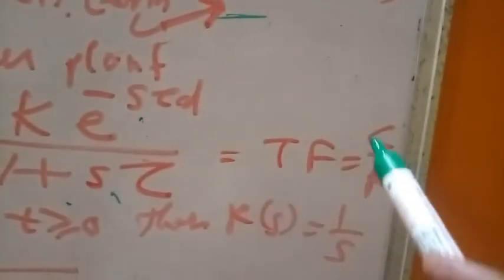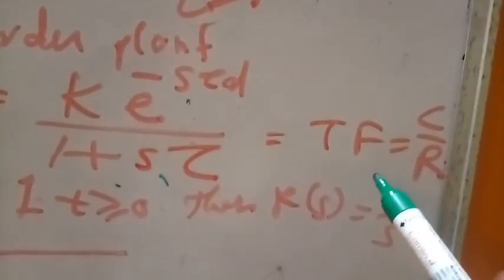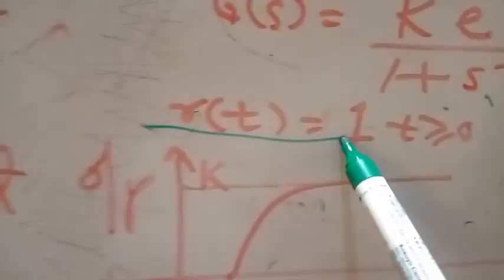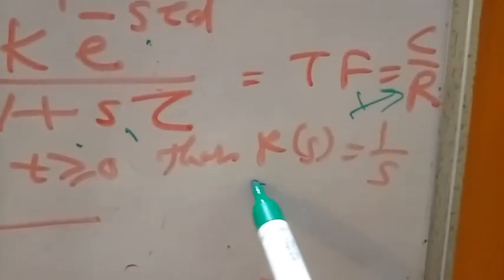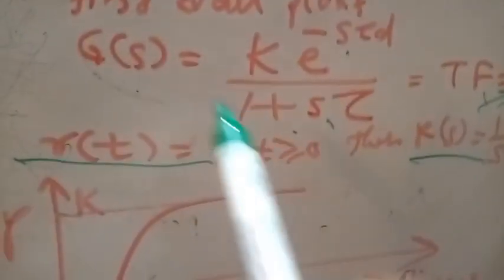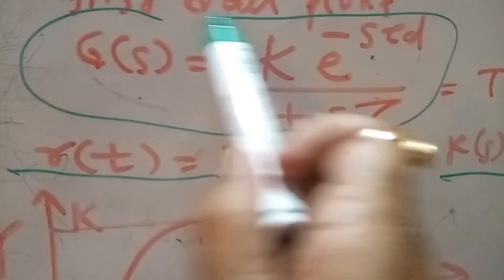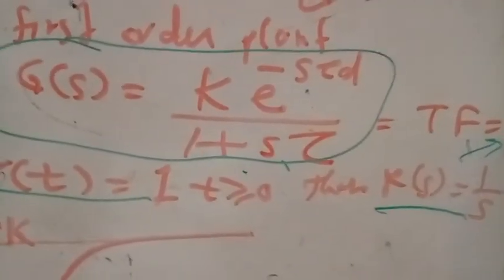The first order transfer function is G(s) equals k e to the power minus s tau d divided by 1 plus s tau. This is the transfer function C by R. Assume that we consider the input R as a unit step input. So r(t) is equal to 1 and the Laplace transform of r(t), R(s), is 1 by s. Putting this value, finally we obtain G(s) equal to k e to the power minus s tau d divided by 1 plus s tau. Here we consider that the input is equal to unit step.